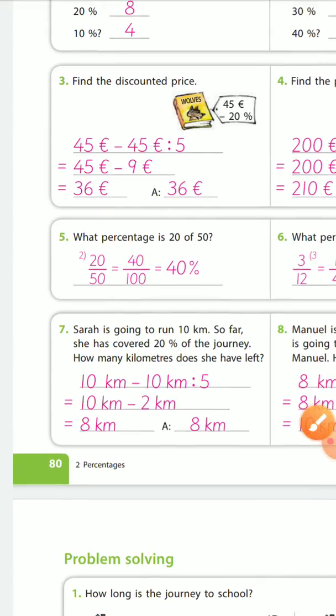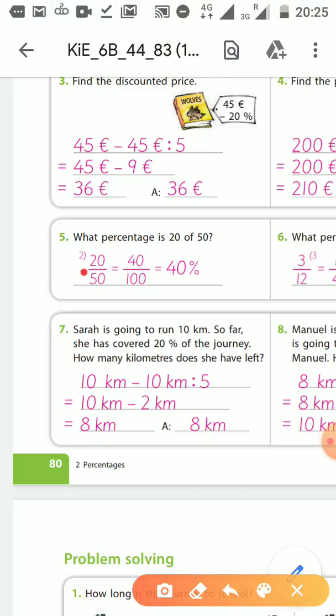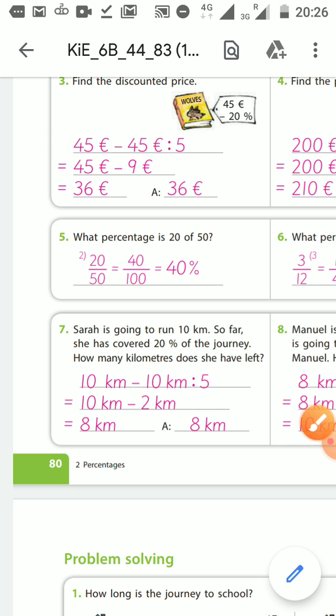Next one, what percentage is 20 of 50? So you might not have seen this type of question before, but all you've got to do is convert the fraction 20 over 50 into a bigger fraction like 40 over 100. Remember, percentages are all about what part of 100 it is. So we double the bottom number and we double the top number to make it equivalent. So therefore it's 40%.